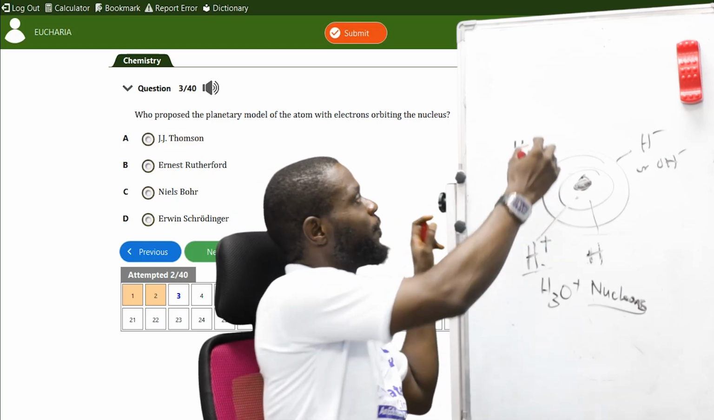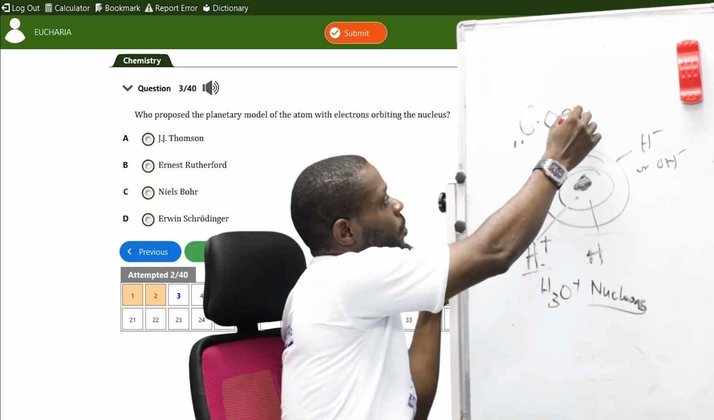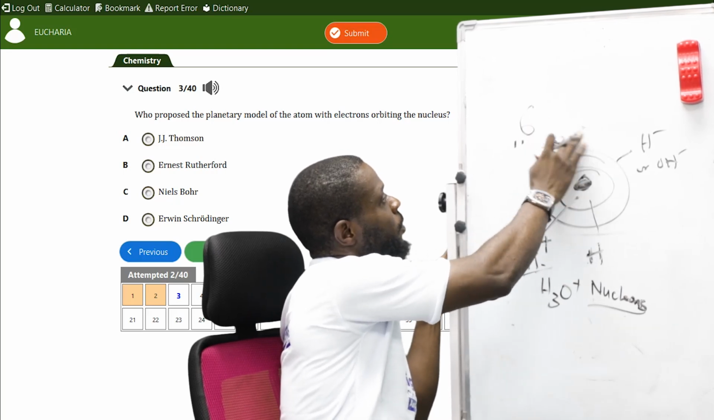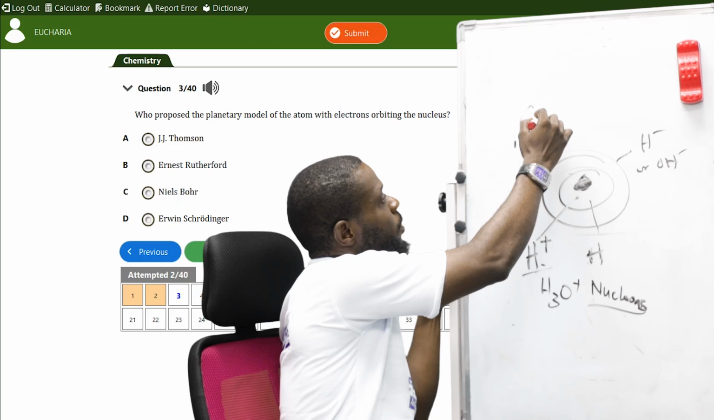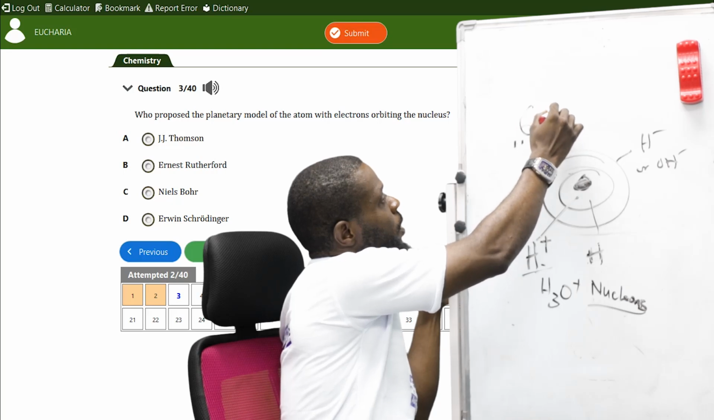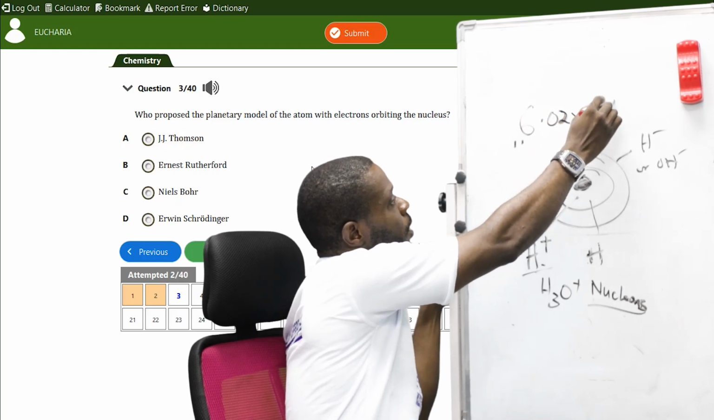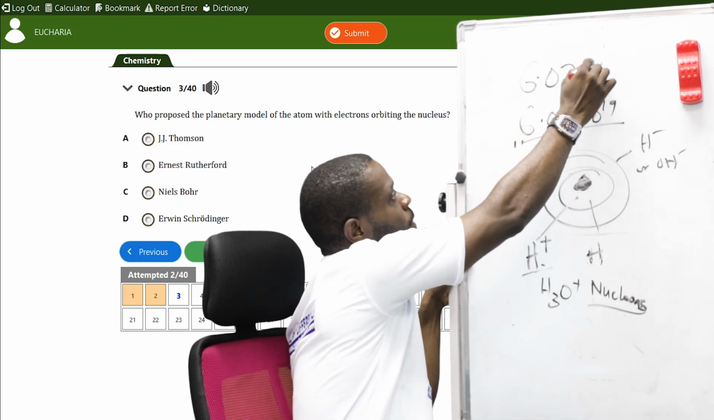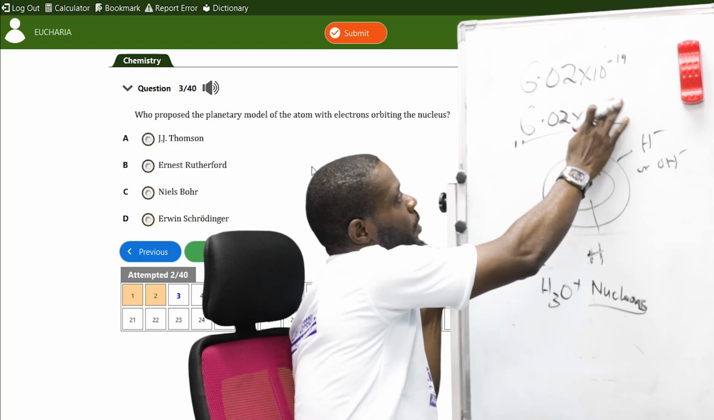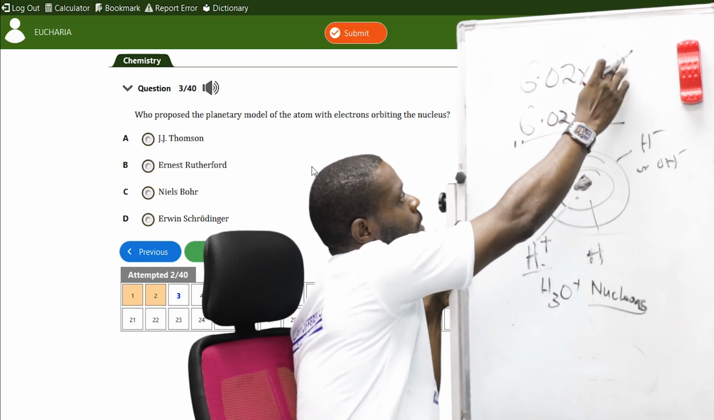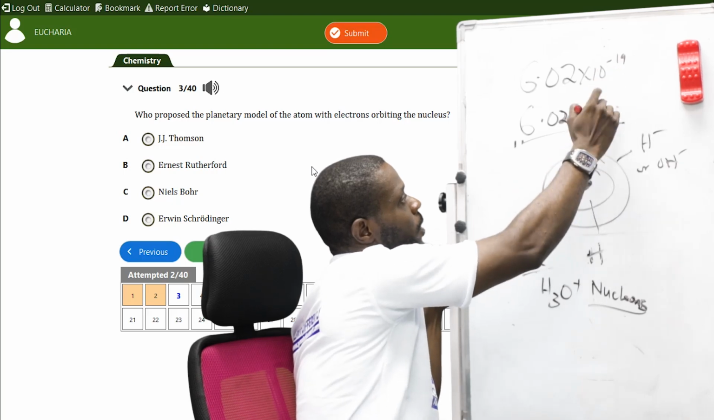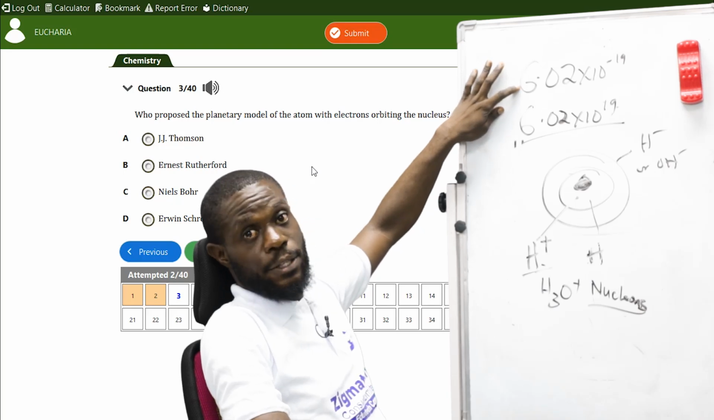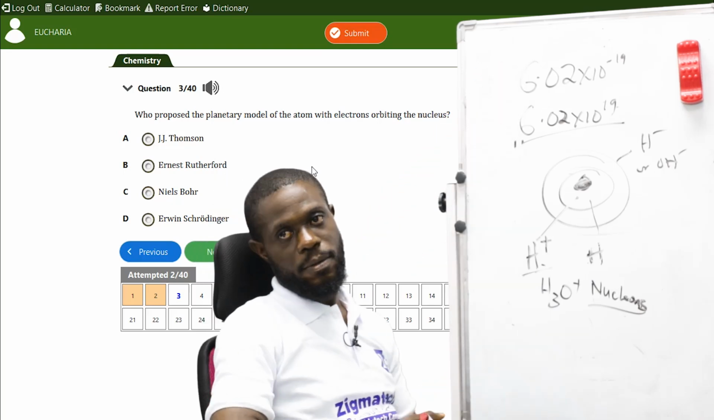Now, if you check their charges, from their charges you can calculate. This is the charge of a proton, while this is the electron. This is the charge of an electron, and this is the charge of a proton.